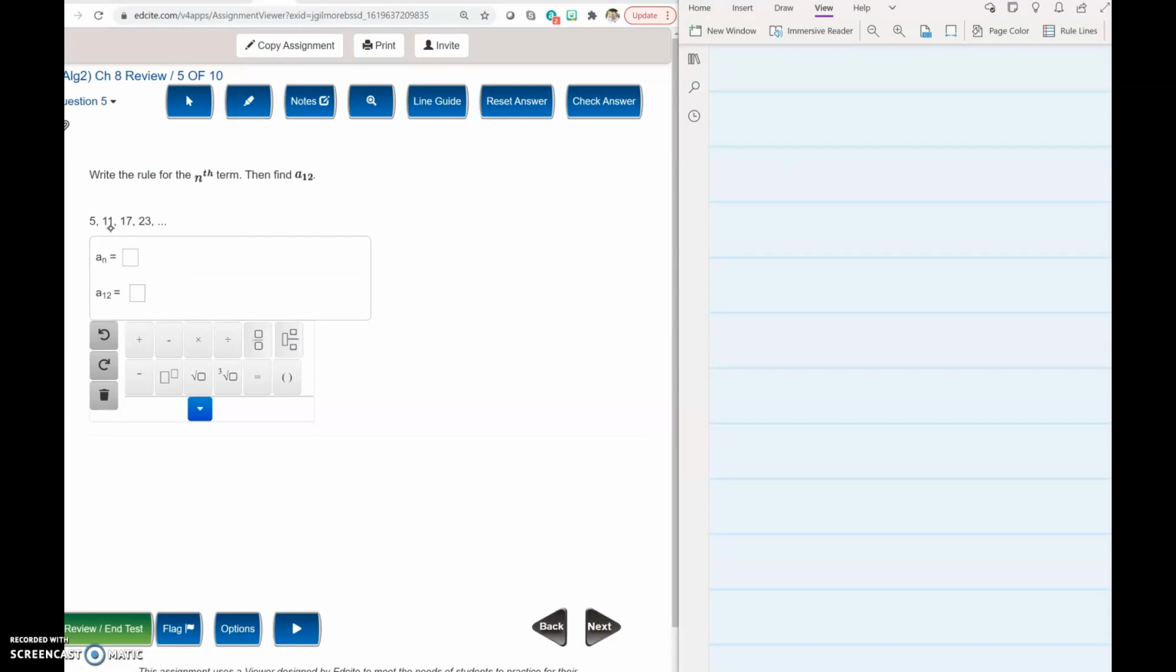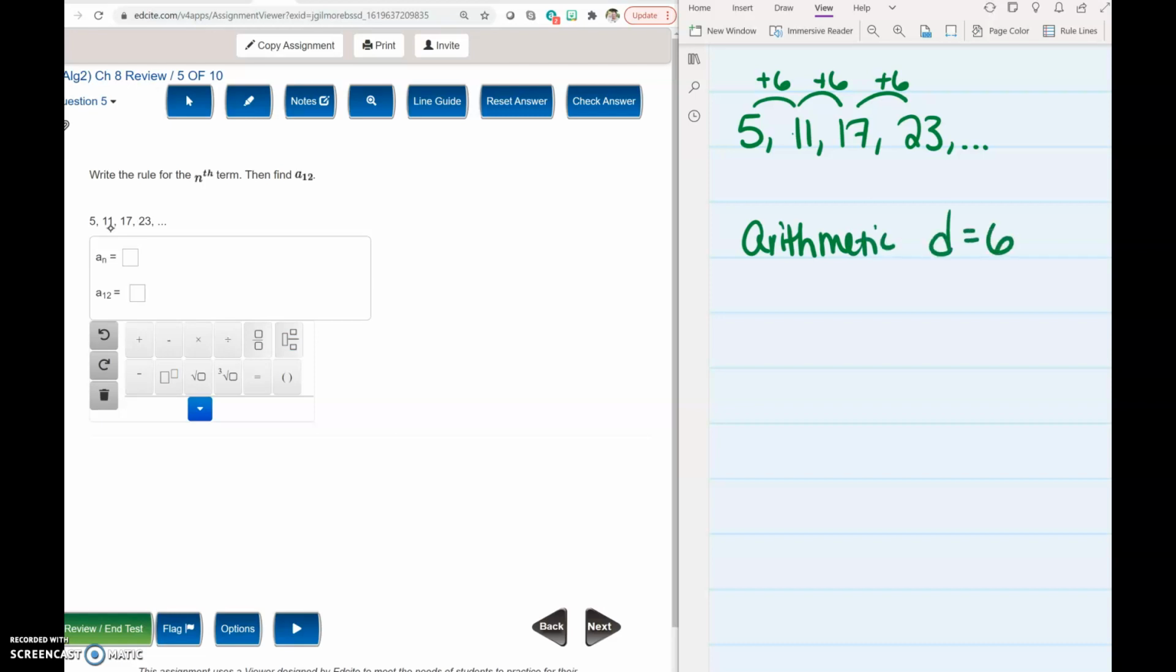Write the rule for the nth term, then find the 12th term. So to get from 5 to 11 to 17 to 23. Your first step here is to decide, is this an arithmetic sequence or a geometric sequence? So see if it's adding. This would be +6. Is this one also +6? It is. So this is an arithmetic sequence, and our common difference is 6.